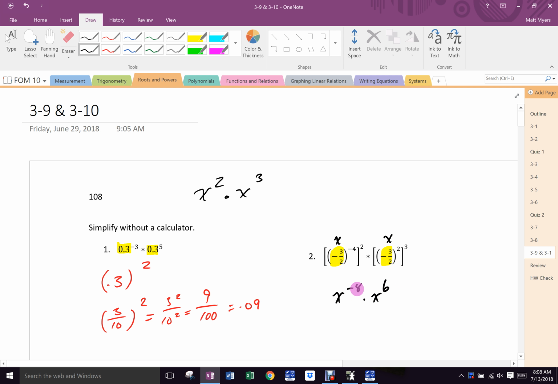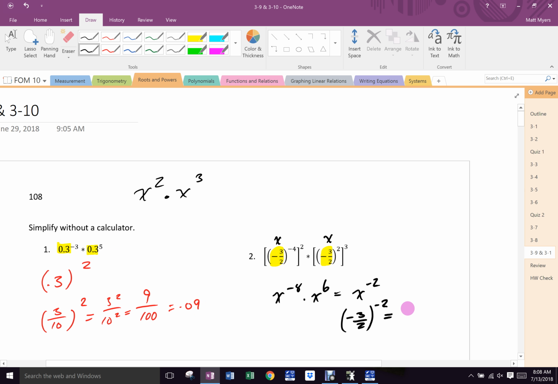What do you do with those exponents? You add them to get x to the negative 2. What does a negative exponent do to the base? Flips it over, right? So right now the base is negative 3 over 2 to the negative 2. What does that negative do to the fraction? Flips it over. So it's now negative 2/3 to the positive 2.